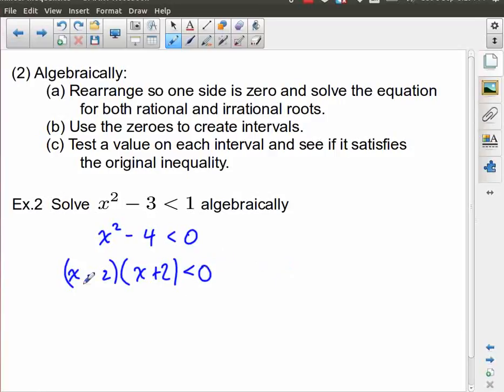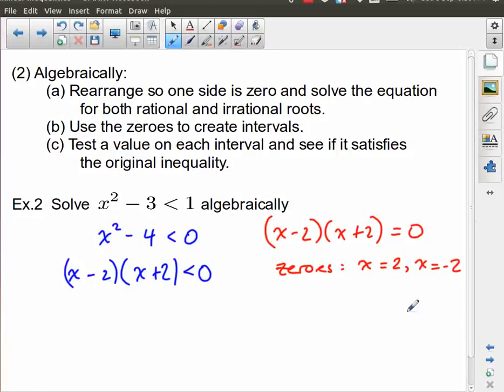Now, obviously, this is not an equation equal to 0, but if we had the equation equal to 0, then what would the zeros be? In this case, my zeros would be x equals positive 2 and x equals negative 2. So now that I know those zeros, I know I'm going to be testing around these values, and I'm going to test each interval. So I want you to think about, what intervals can I have?